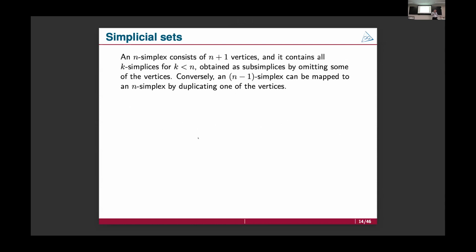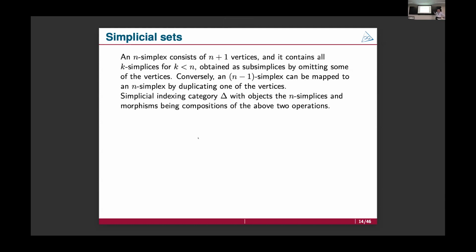You can also do that for higher order simplices. As said, that will be useful towards the end. And so you have an n simplex that has n plus 1 vertices, and for simplices or for simplicial complexes, you require that also all subsimplices are contained in it.